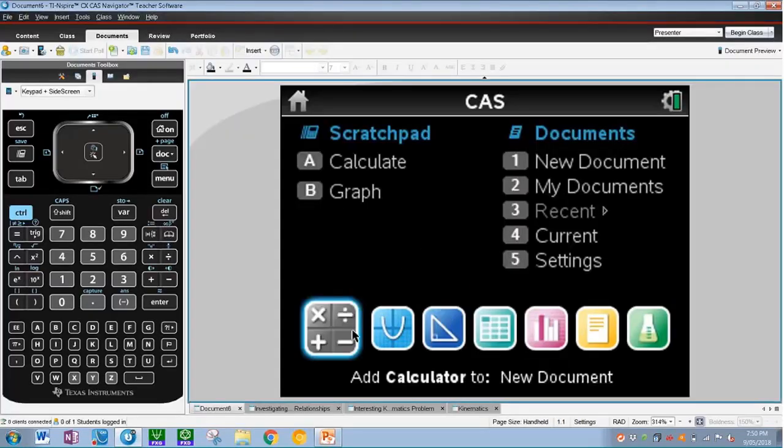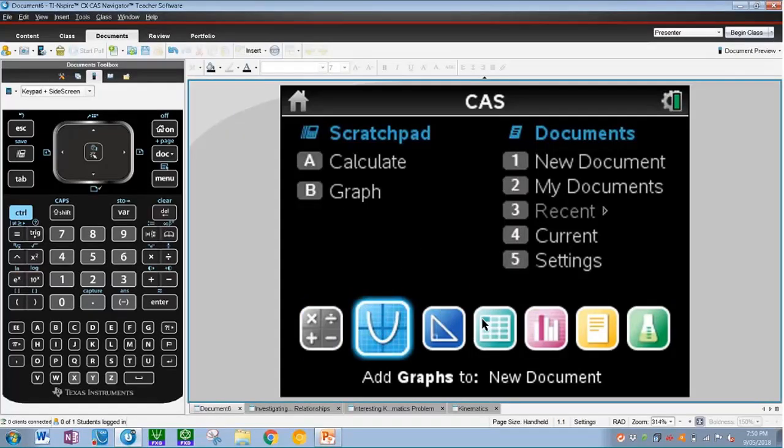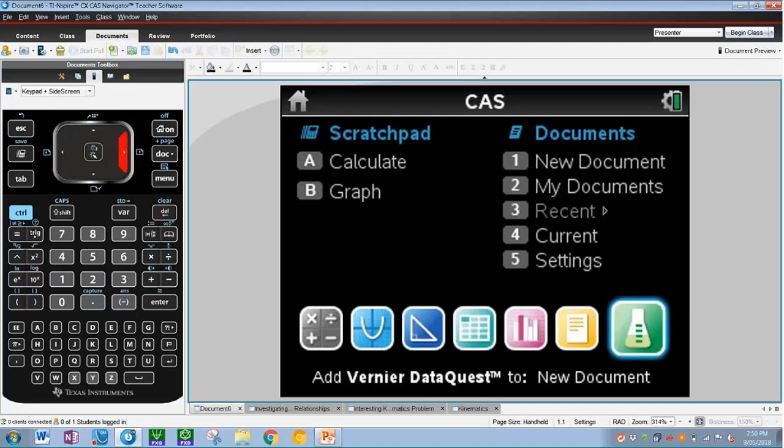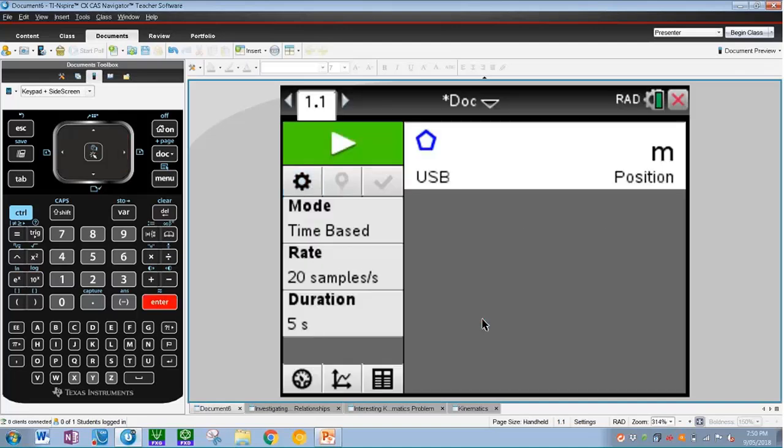So I've got my CBR2 connected. I'm going to go and add a Vernier data quest. There you go, there it is set up. Currently, I'm holding my book about 17 centimeters or so above the sensor.